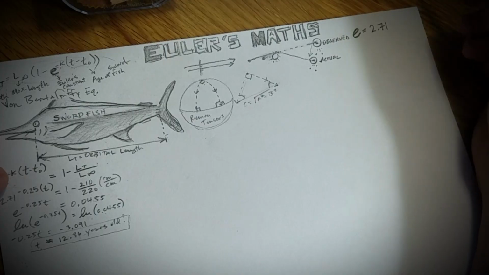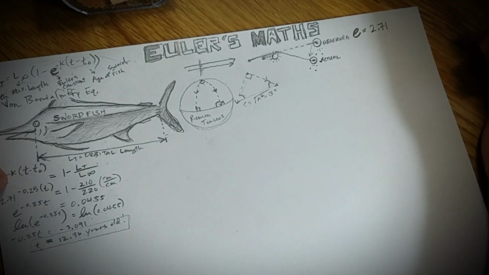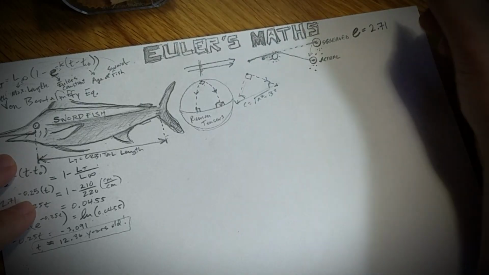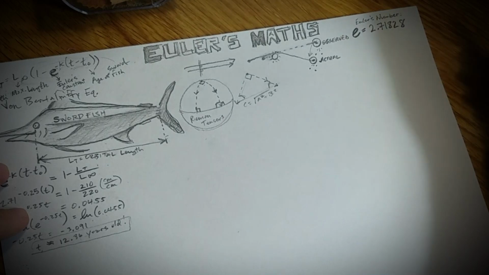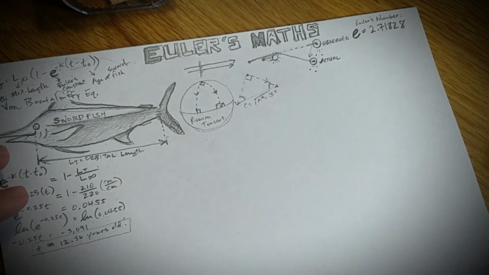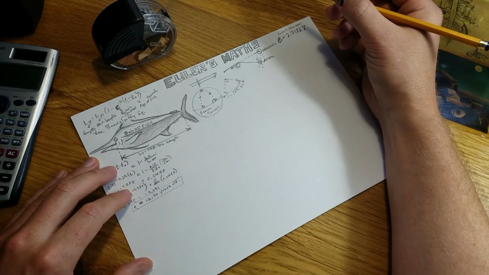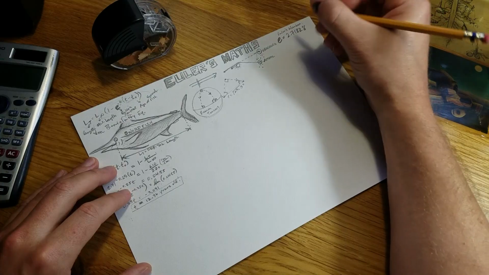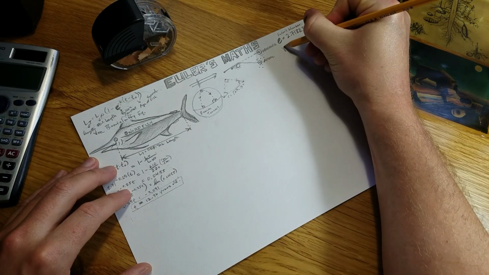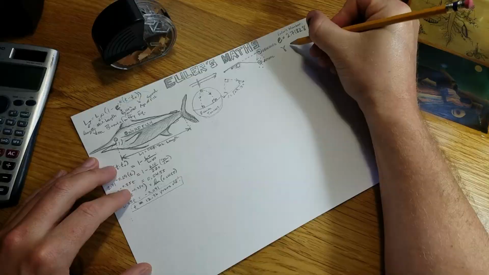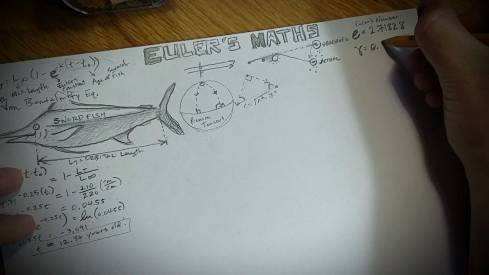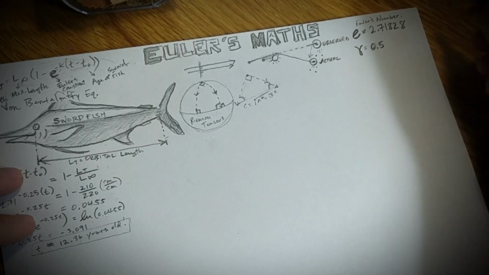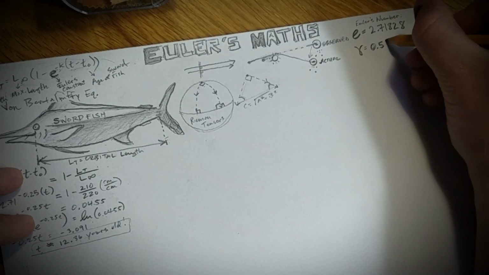You have Euler's number, which is called e, approximately equal to 2.718. And then we have the Euler-Mascheroni constant, which is referenced as gamma, the Greek letter gamma, approximately equal to 0.57721.